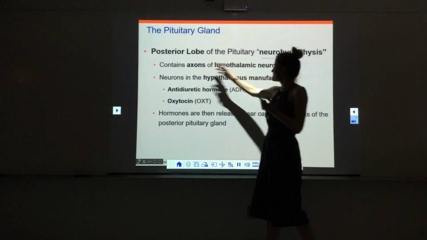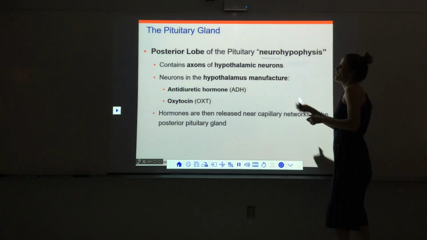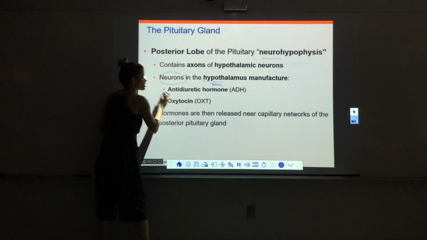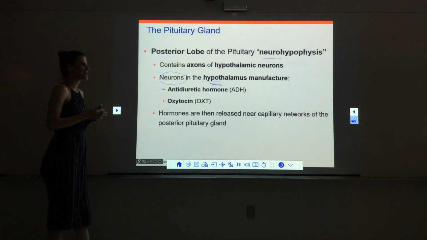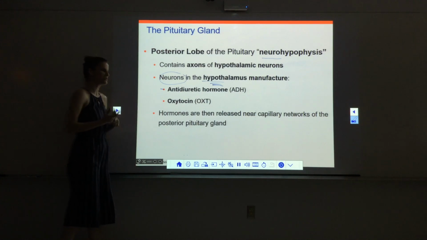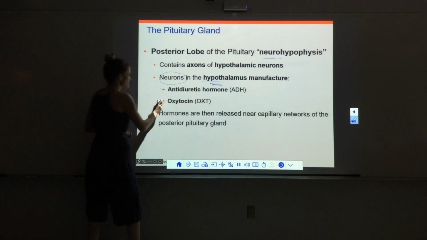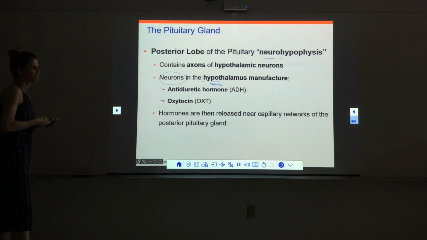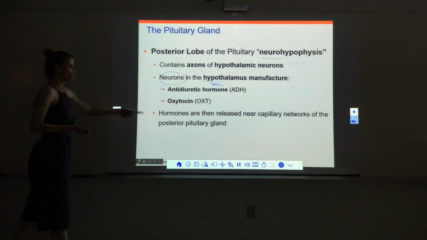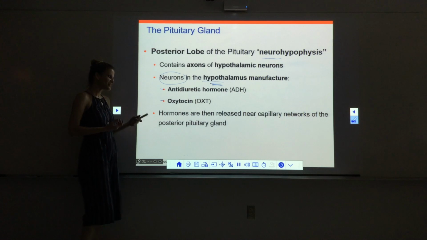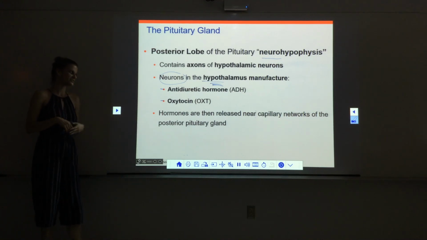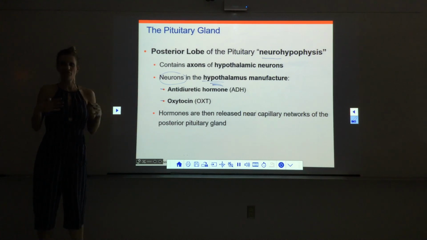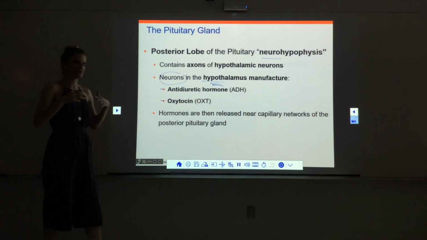So again, it contains axons of the hypothalamic neurons, and it's actually the neurons in the hypothalamus that are making ADH, or antidiuretic hormone, which we talked about quite a bit already, and then something else called oxytocin, which is going to be involved in the reproductive system. Again, those hormones are then released near the capillaries, the fenestrated capillaries that are present in the posterior pituitary. So all they do is enter the bloodstream in the posterior pituitary. Posterior pituitary doesn't make any of them.